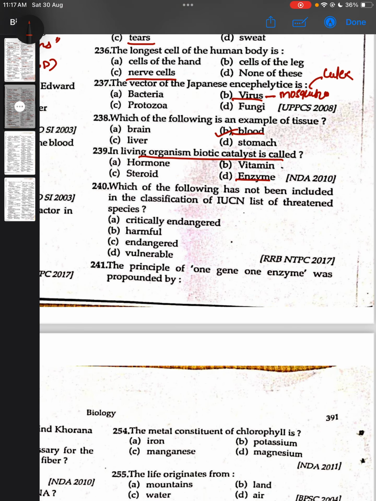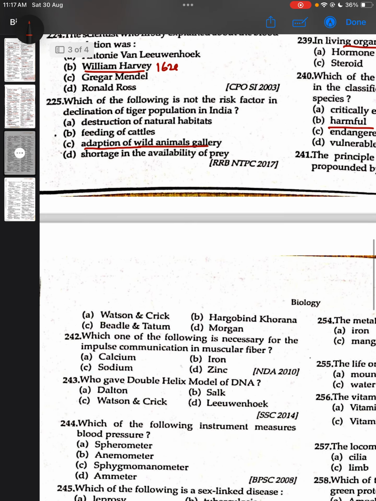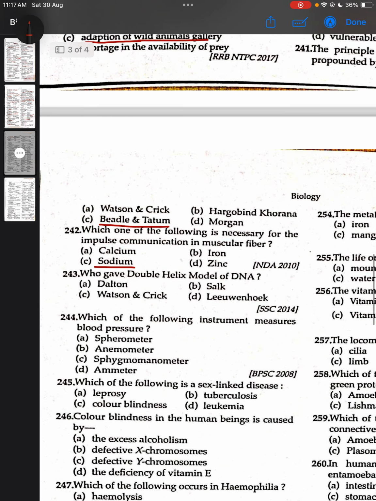In which of the following has not been included in the classification of IUCN list of threatened species? Harmful. The principle of one gene, one enzyme was propounded by George Beadle and Edward Tatum. Which of the following is necessary for the impulse communication in muscle fiber? Sodium. Who gave double helix model of DNA?